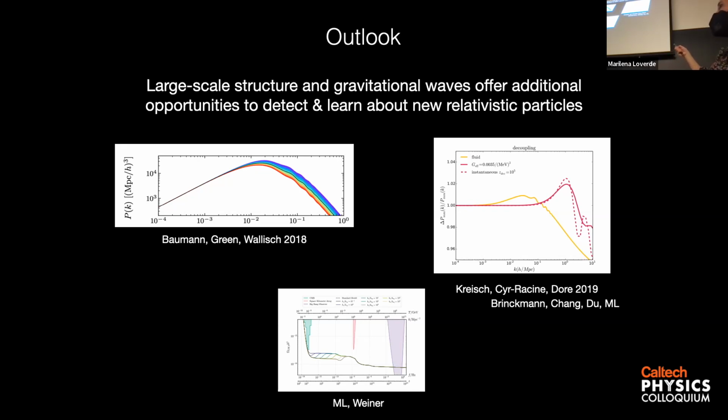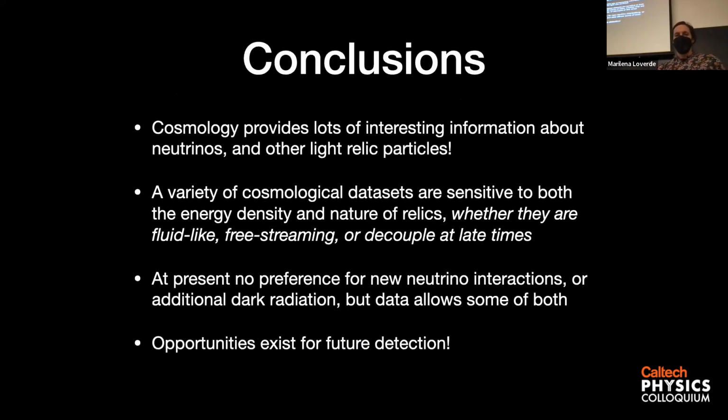There's very little work done, but more and more is happening on signatures of relativistic particles in large scale structure data and signatures of their interactions. And of course, in gravitational waves, as I mentioned. So in summary, cosmology provides interesting information. A variety of data sets can tell us something about the energy density and the interactions. And at present, we don't find anything, but opportunities exist for future detection.